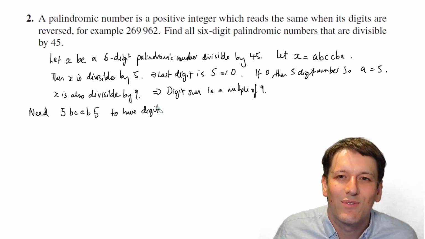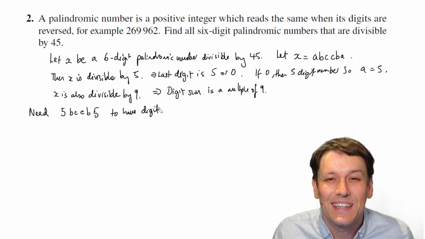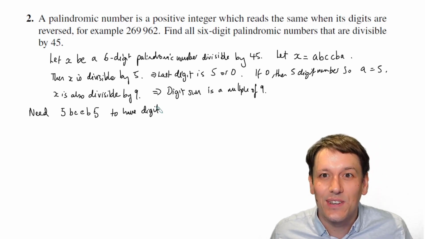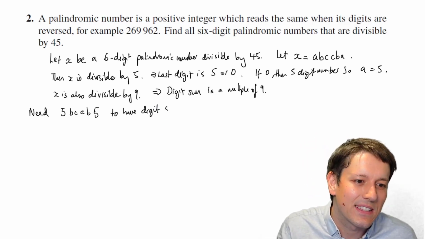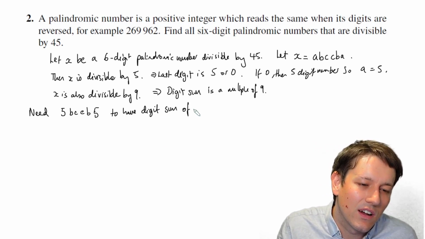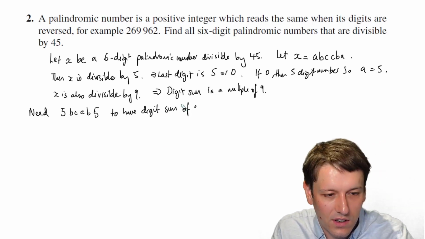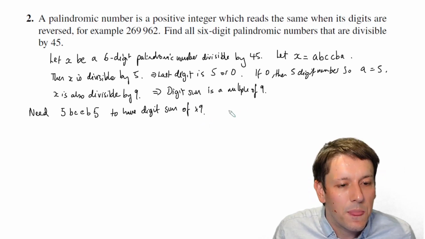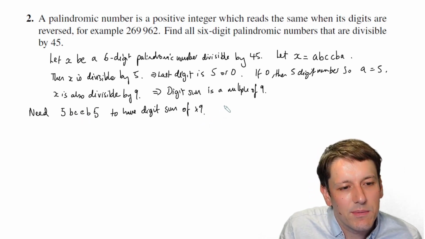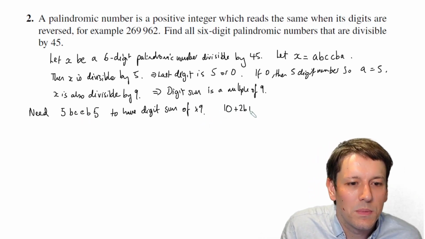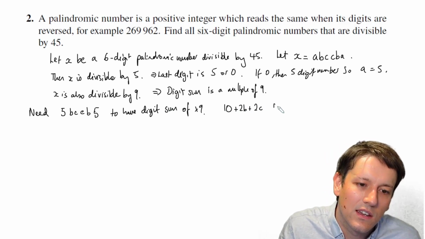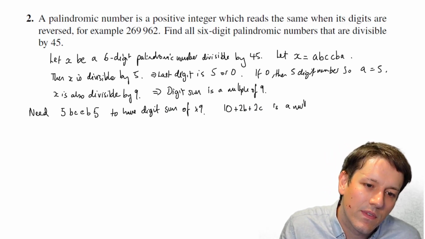Sometimes repeating things rephrased just slightly more simply in maths is quite helpful. And actually, if you keep doing that, you sometimes realise you've just got to the answer without knowing it. To have a digit sum of a multiple of 9, if I turn that into an algebraic statement, that means that 10 plus 2b plus 2c is a multiple of 9.